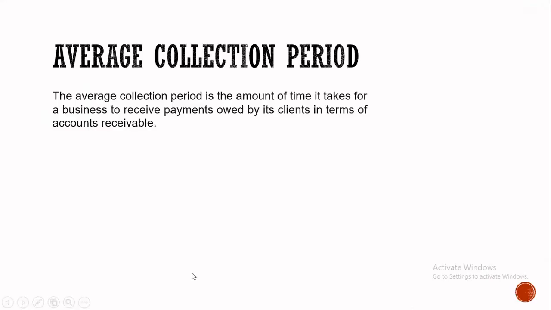Average collection period is the amount of time it takes for a business to receive payments owed by its clients in terms of accounts receivable. So basically, suppose you are a businessman, you have sold some products, but you haven't received your money yet. How much time, on average, it takes you to collect your money from your debtors is what the average collection period refers to.